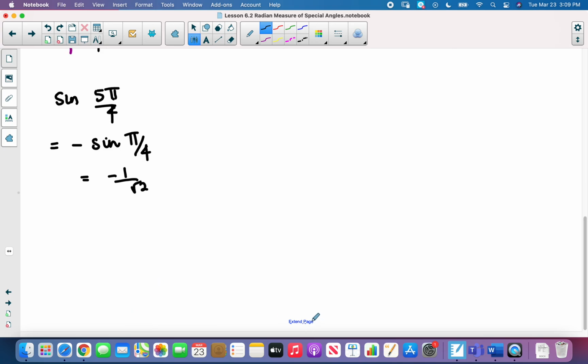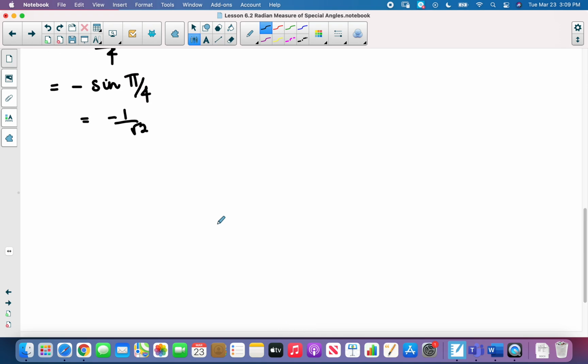Sometimes people leave this answer without a square root in the denominator. So the equivalent answer for this is negative root 2 over 2. And the way you get that is you multiply both the numerator and denominator by root 2 over root 2. When you multiply and divide by the same number, there's no difference, right? So 1 times root 2 is root 2, 2 times root 2 is 2. And both of these numbers mean the same thing. You can leave it in either form.